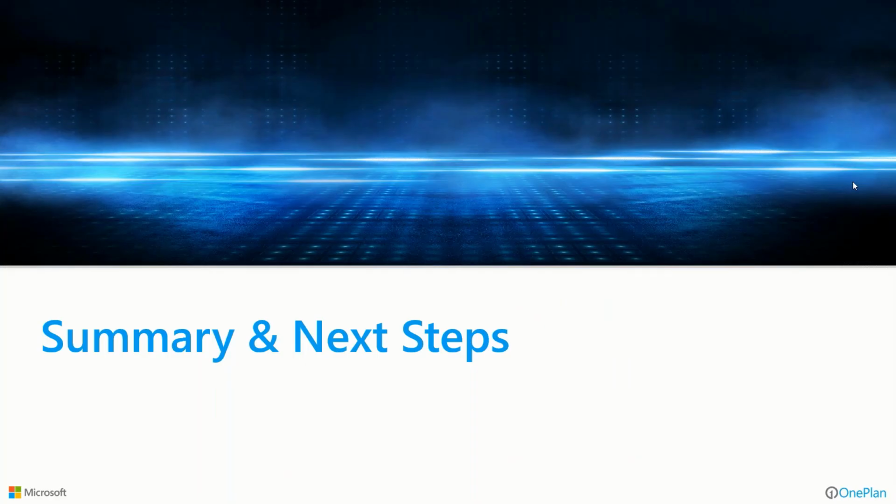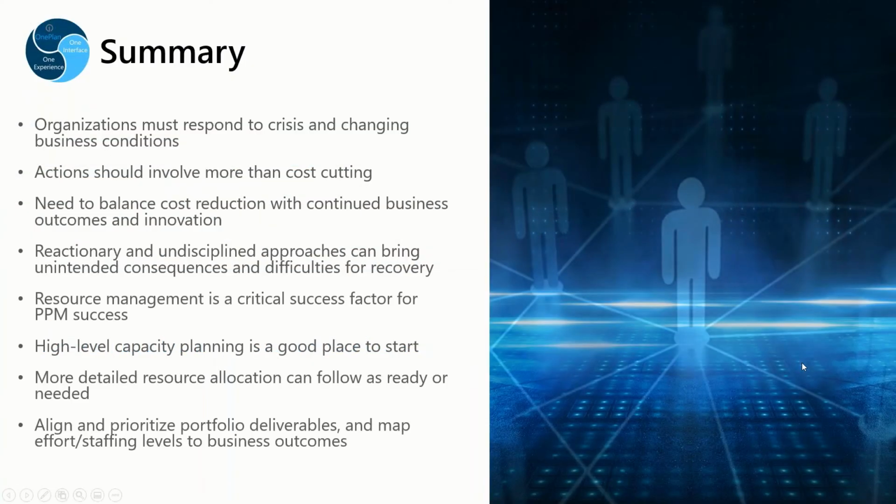All right, terrific, thanks. So let's summarize and talk about some potential next steps you can take. So in summary, from a topical perspective, organizations must respond to crisis and changing business conditions. Actions should involve more than just a cost-cutting lens on the problem. We need to balance cost reduction with continued business outcomes and innovation to make sure that we keep moving on as a going concern. And reactionary and undisciplined approaches can bring unintended consequences and difficulties for recovery when times get better.